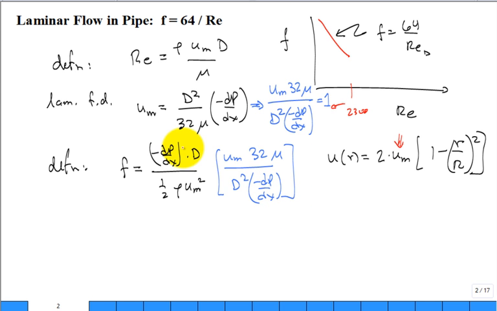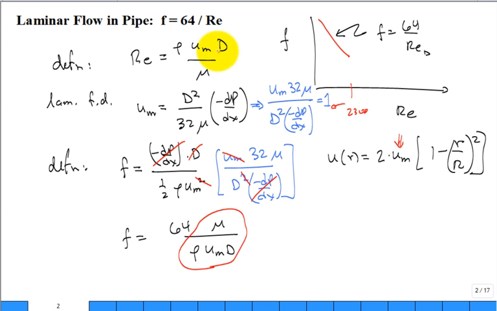We multiply by u sub m 32 mu over d squared minus dp dx, and we're able to cancel the dp dx's, one of the diameters, one of the mean velocities, and we're left with the 1/2 flipping up. So we're left with f equal to 64, that's 32 times 2, then we have mu over rho u sub m d. This term, I know it's upside down, but that's just the Reynolds number upside down. So f equals 64 over the Reynolds number. QED. So there you go. It's one of those important results.